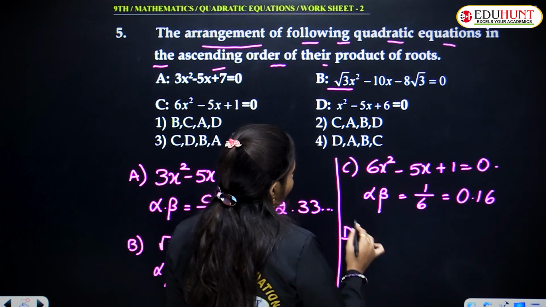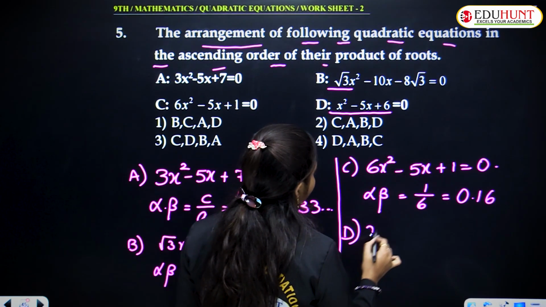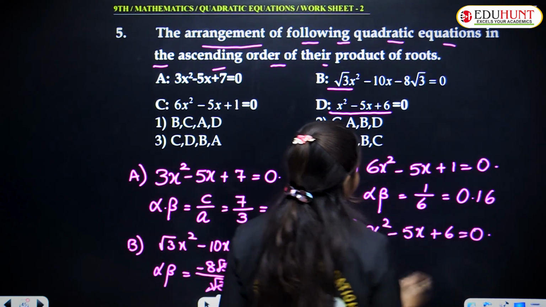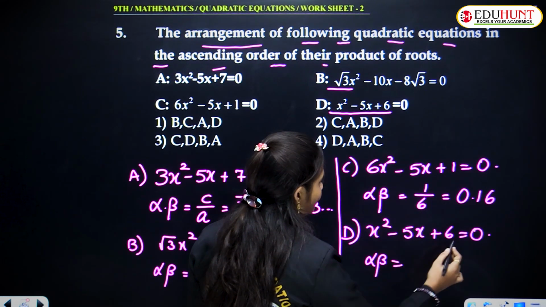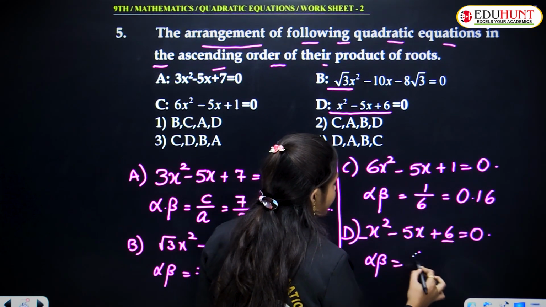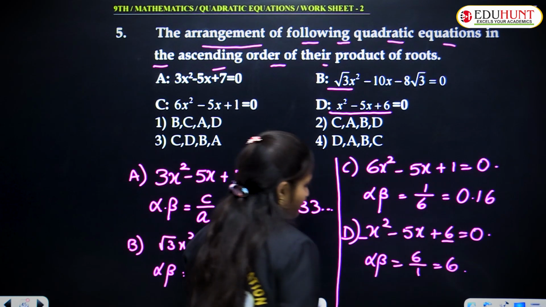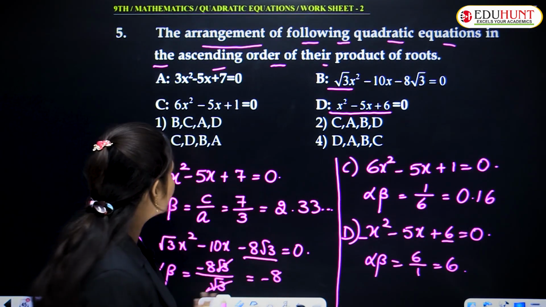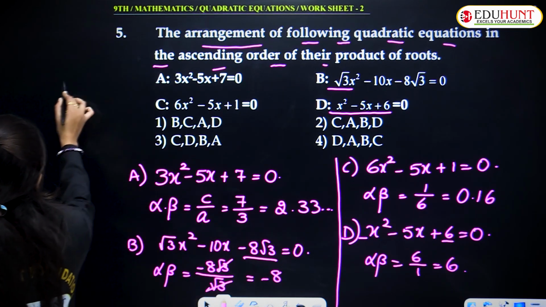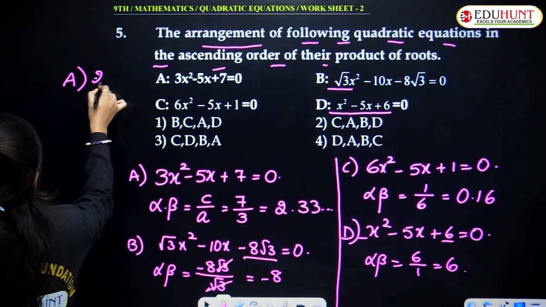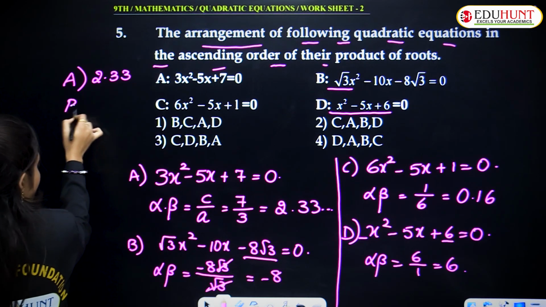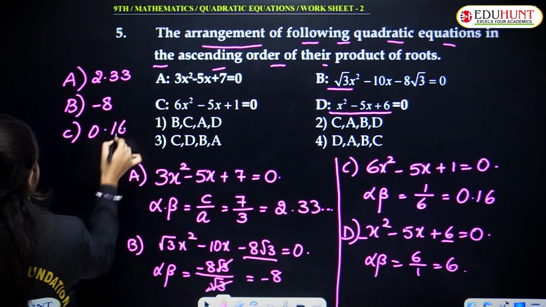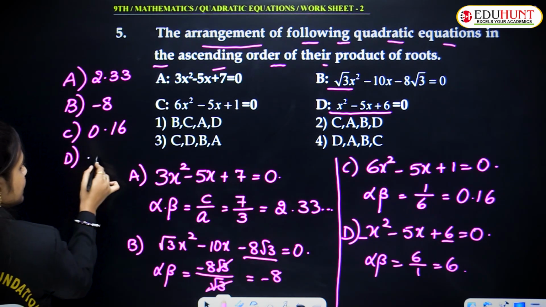Next, option D, x square minus 5x plus 6 is equal to 0. So alpha beta is equal to c by a, so 6 by 1, which is equal to 6. So children, now we have the product of the roots for all 4 equations. Let us see in order. A is 2.33, B is minus 8, C is 0.16, D is 6.